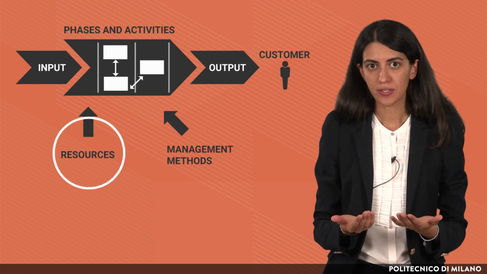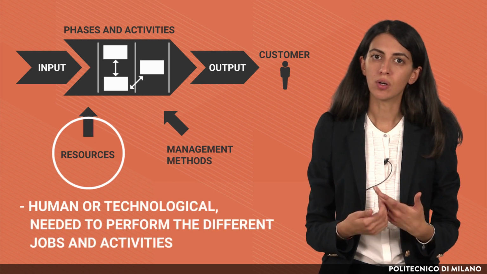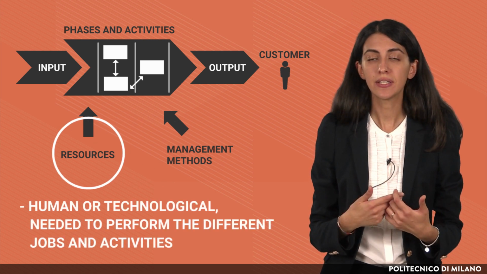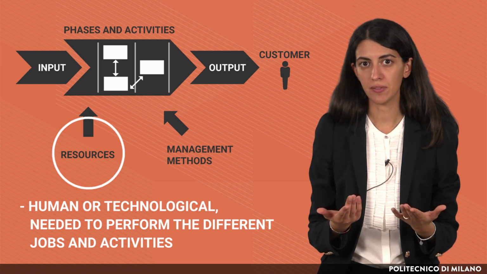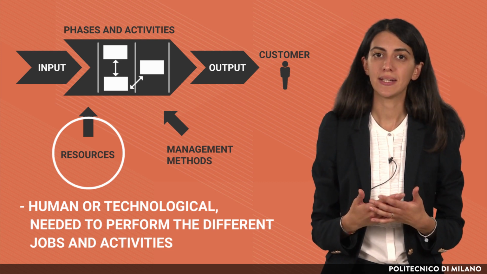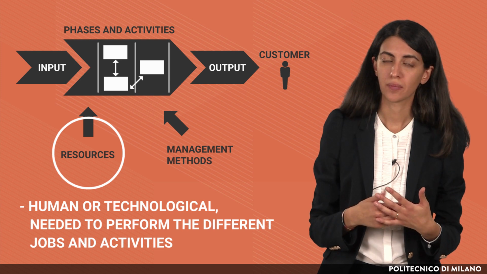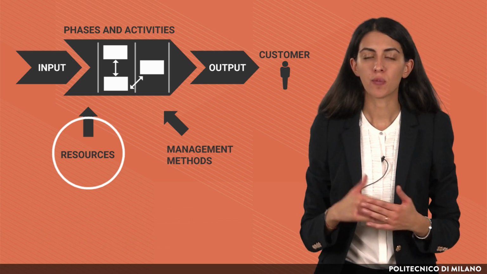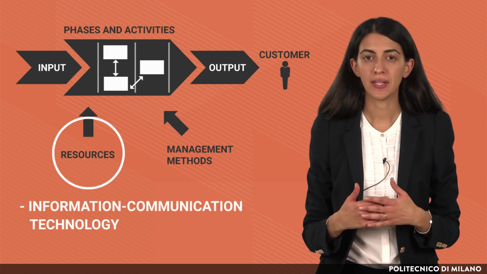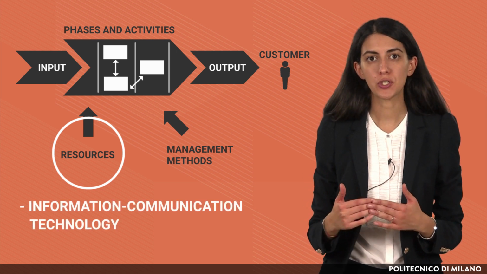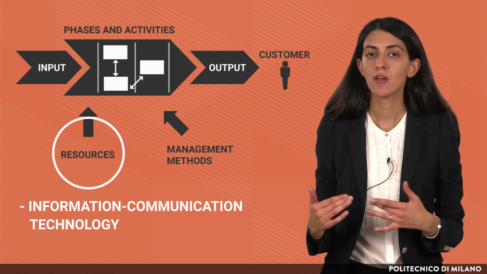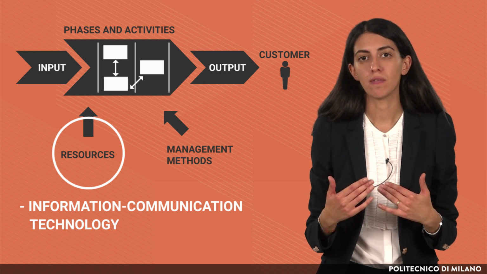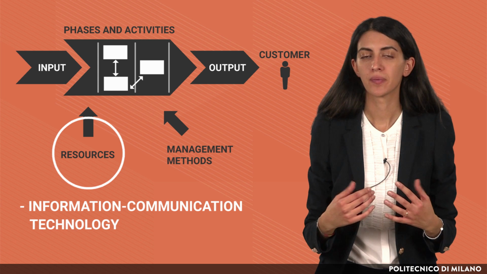Finally, we have resources, which can be human or technological, and that are needed to perform the different jobs and activities within the process, or that take decisions during the process. A particular kind of resource is represented by the information and communication technologies that can support the spreading of information through the different phases of the process, facilitating automation of some of the phases or activities.